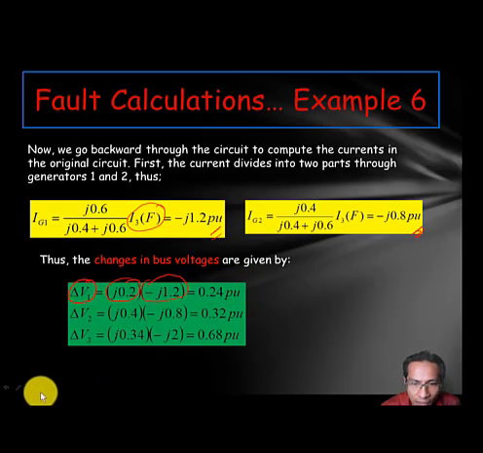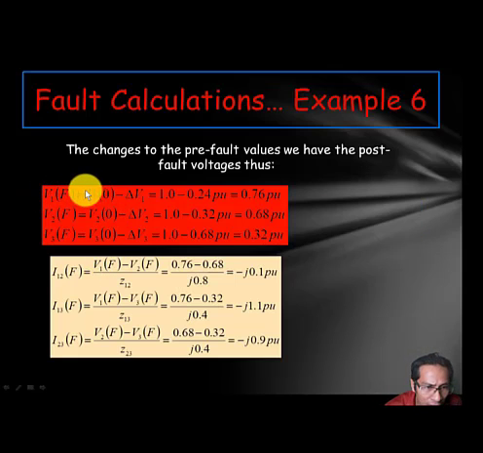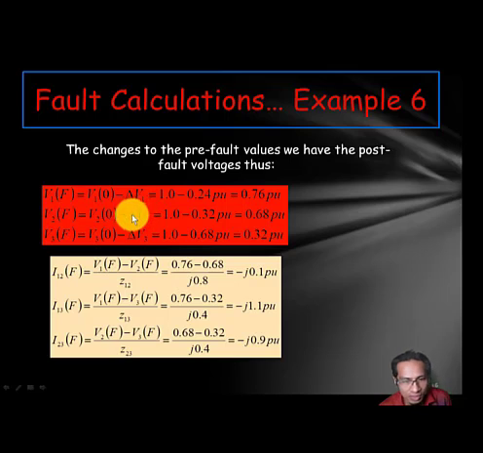This is changes in bus voltage during faults. To get V1 during faults, we take V1 pre-fault minus the voltage change during fault, which is 1 per unit minus 0.2. We will get 0.76. For V2 during faults, it is equal to V2 pre-fault, which is 1 per unit, minus the voltage change at bus bar 2, which is 0.32. So we put 1 per unit minus 0.32 per unit, and then we get 0.68.